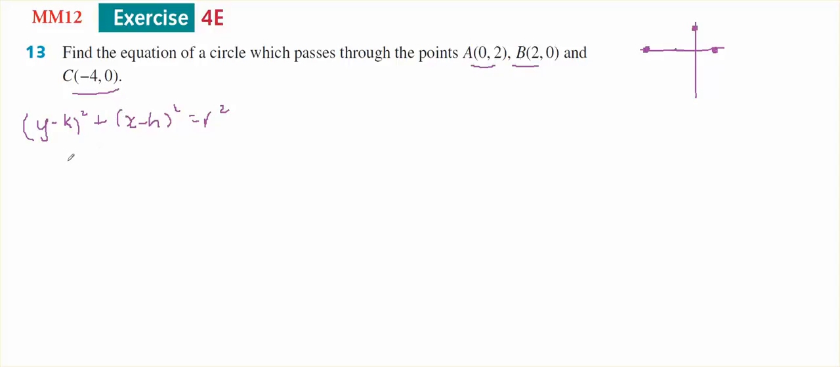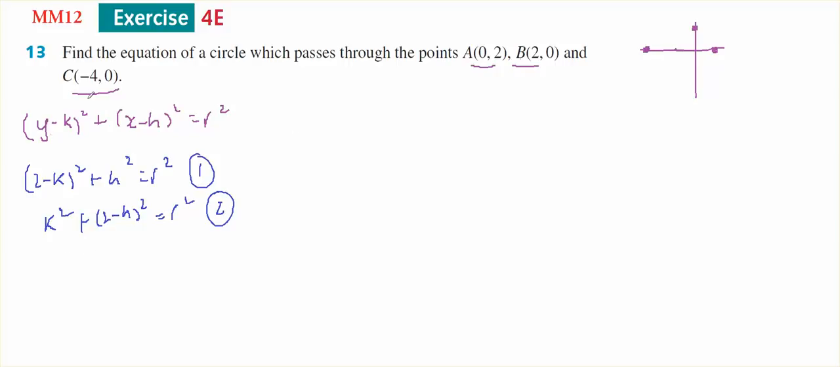So choosing point A, I'm going to make x 0 and y 2. So I'm going to have (2 - k)². X is 0, so minus h squared, which is h squared, equals r². That's equation number 1. Using point B, x is 2, so I'm going to have k² + (2 - h)² = r². And equation number 3, I'm going to make x negative 4. So I'm going to have k² + (-4 - h)² = r².